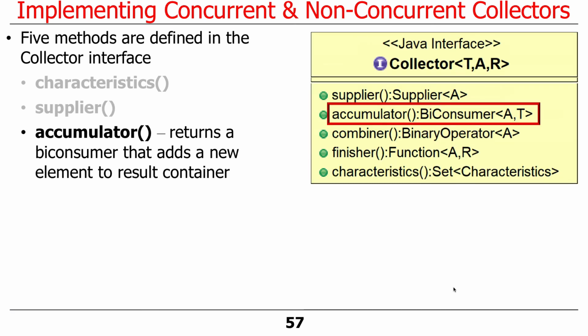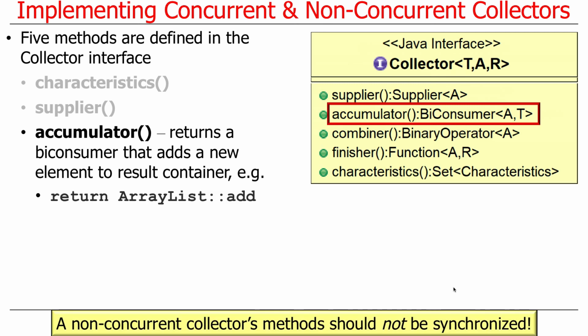Okay, so then we have the accumulator. And accumulator is the thing that's going to add a new element to the result container. And so think about what's happening, right? We've got a stream of elements. We've created ourselves a supplier. That supplier is going to be accumulating elements of the stream and putting it into the result container. So that's what it's doing. And so here's a very simple one. If we have a non-concurrent collector, we could just use, say, ArrayList::add.